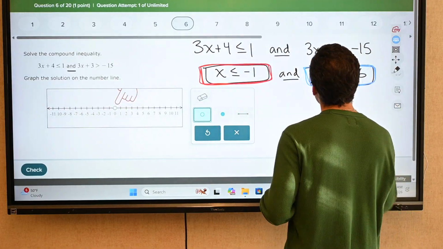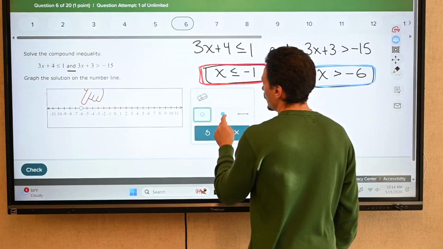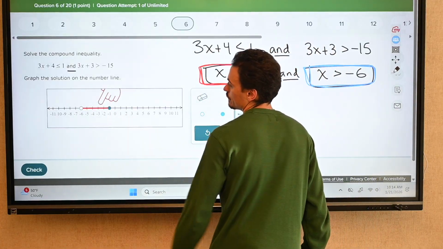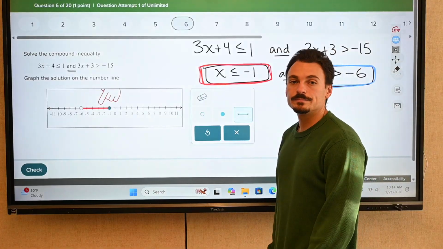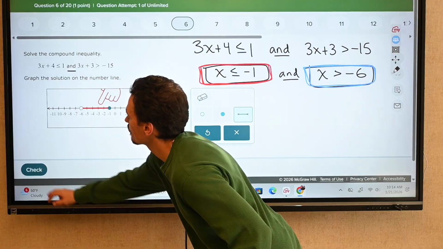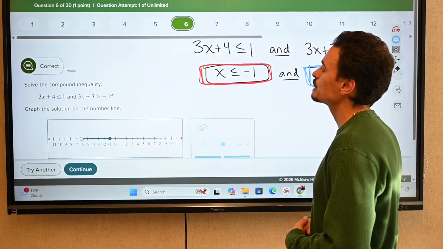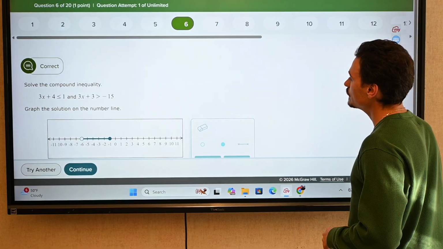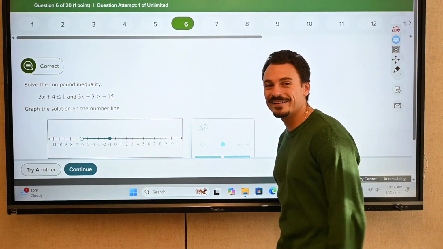We're going to put an open dot at -6. We're going to put a closed dot at -1. And then we're going to connect those. And that's it. All right, so it's where they overlap. Awesome. Okay, feels good to get something right, right?